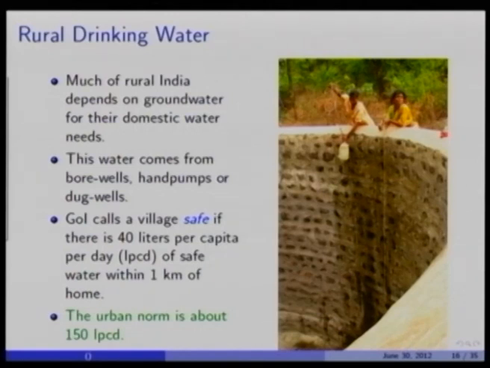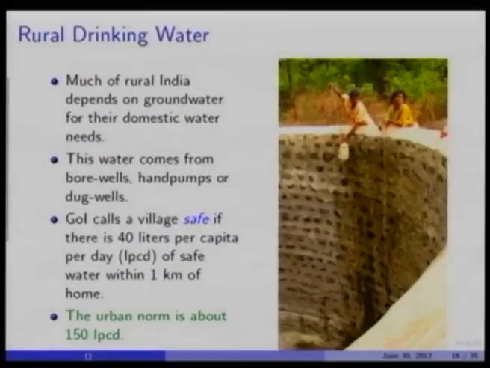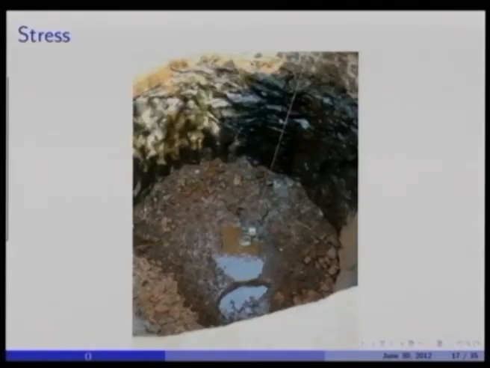By the way, the urban norm is 150. So people in cities need 150, people in villages need only 40. They may keep cattle and goats, and they may have to apply gobar to their house every day in the morning. That needs water, but still they have to manage within 40 liters. So be it. The government has said, well, this is the situation in many of the districts, in many wells.